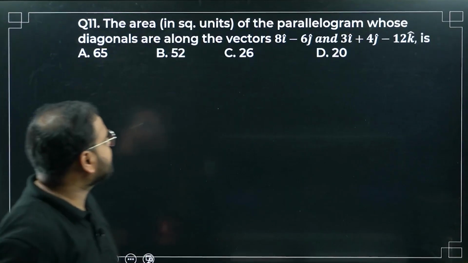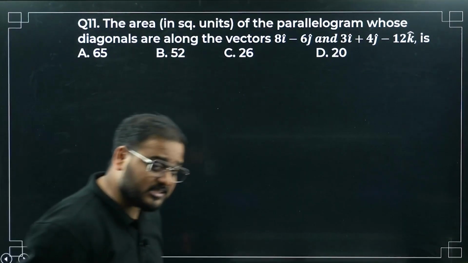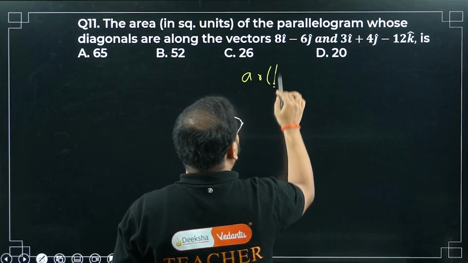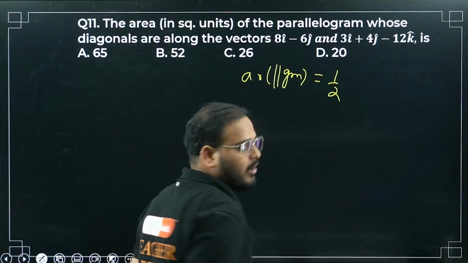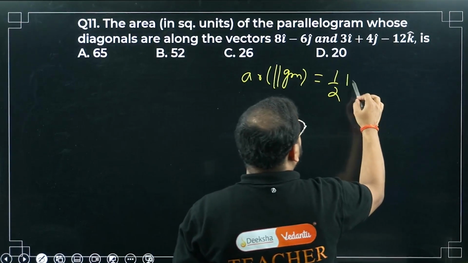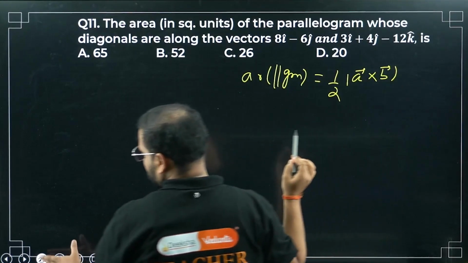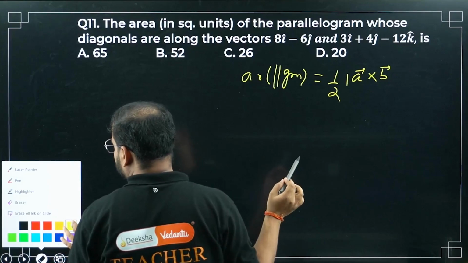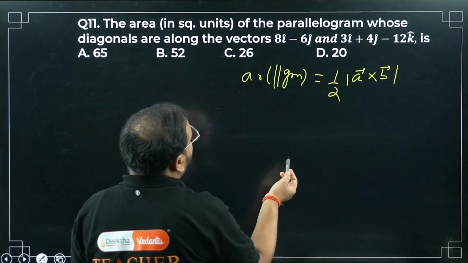The area in square units of the parallelogram whose diagonals are given. Diagonals given means, remember this concept? Area of a parallelogram is half of the modulus of A cross B, where A and B are the diagonals. If it was adjacent sides, we would simply write A cross B. Great, A cross B is the answer.